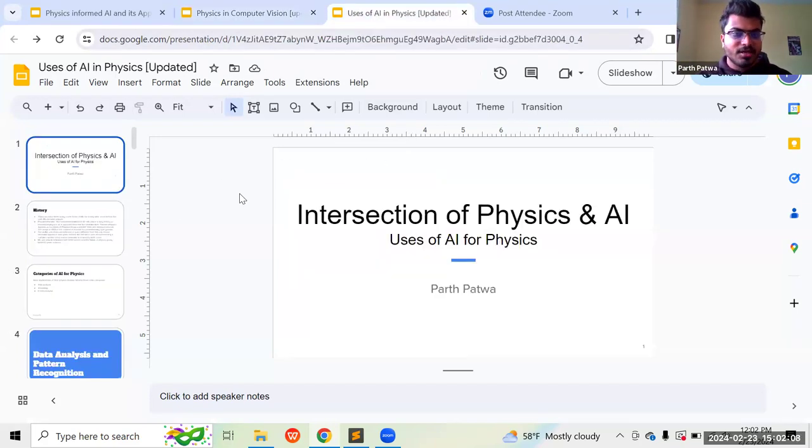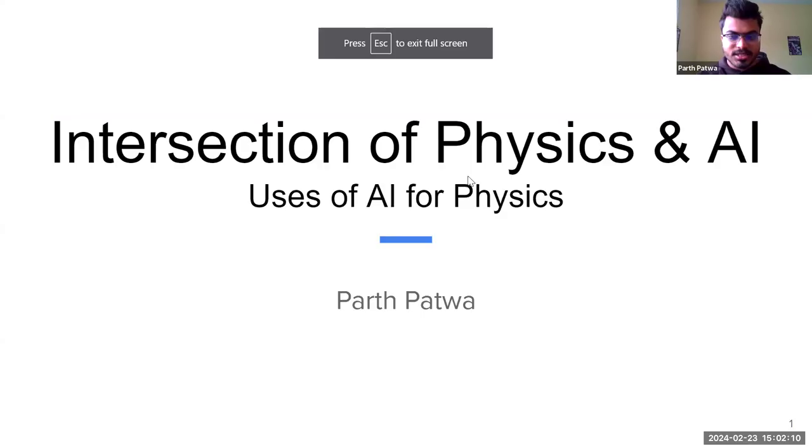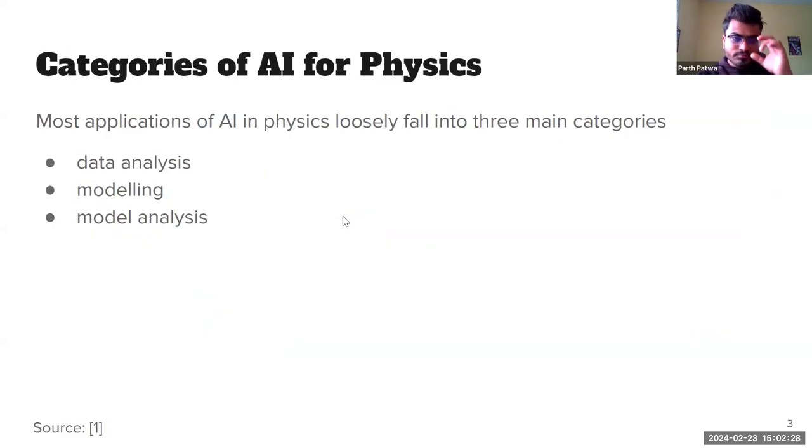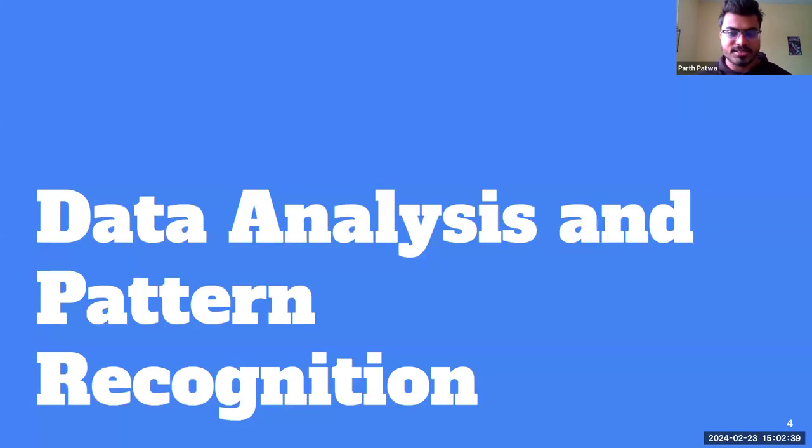Okay, and now my final part of the presentation, which is relatively shorter. So far we saw how physics is being used in AI, and we took a deep dive into computer vision. Now we flip the scenario, where we show how AI is being used for physics. AI can be used for physics, and one survey paper divides it into three categories, where AI is used for data analysis, modeling, and model analysis.